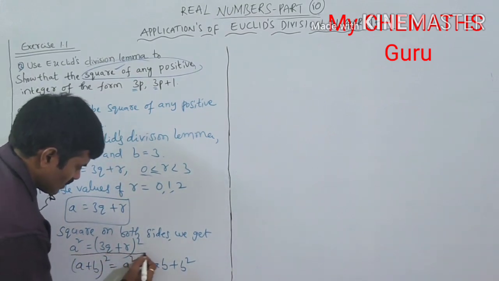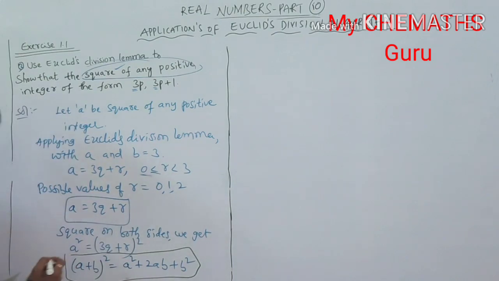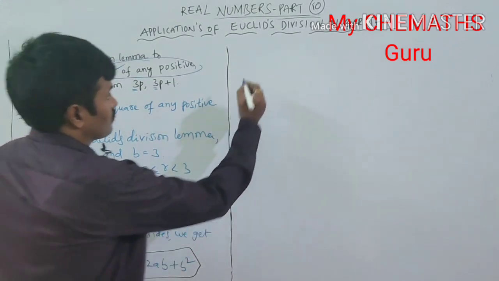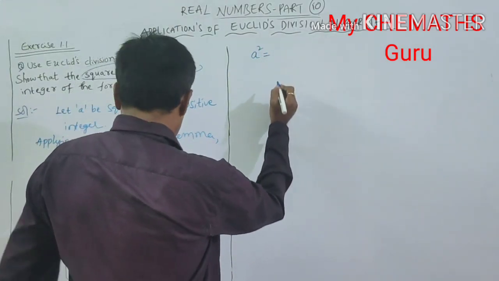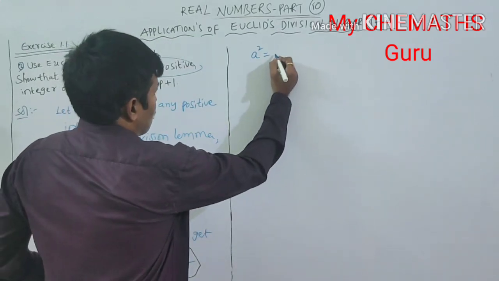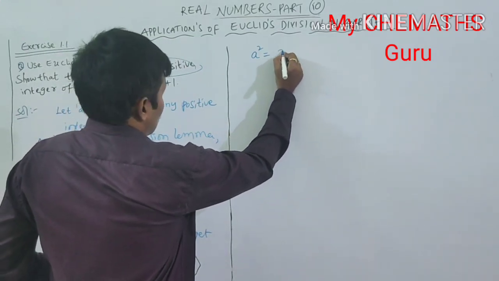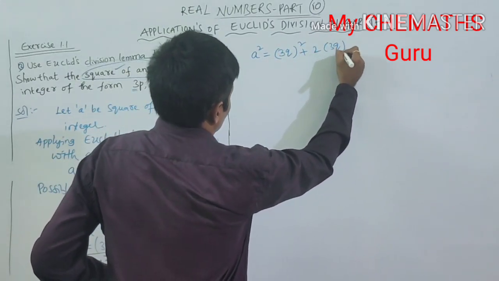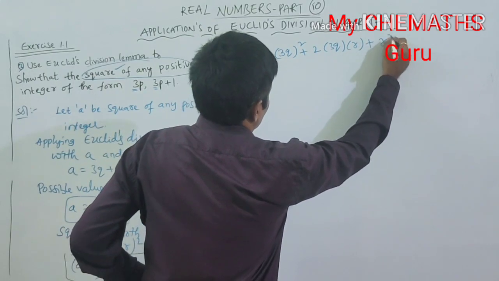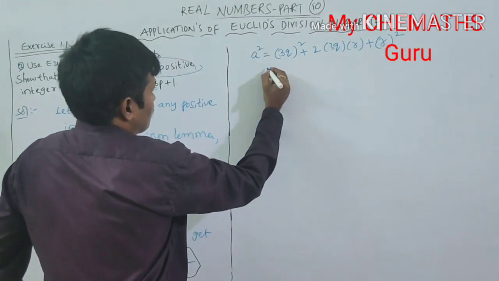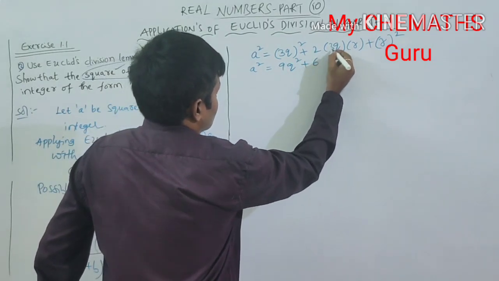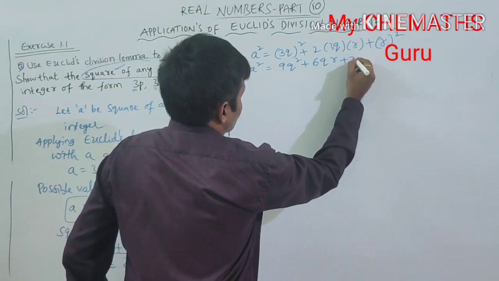Highlight this formula. So (a + b)² = a² + 2ab + b², where a = 3q, b = r. Alright, according to the formula, a² = (3q)² + 2 into 3q into r + r². Simplify. So a² = 9q² + 2 × 3 = 6 into qr + r².